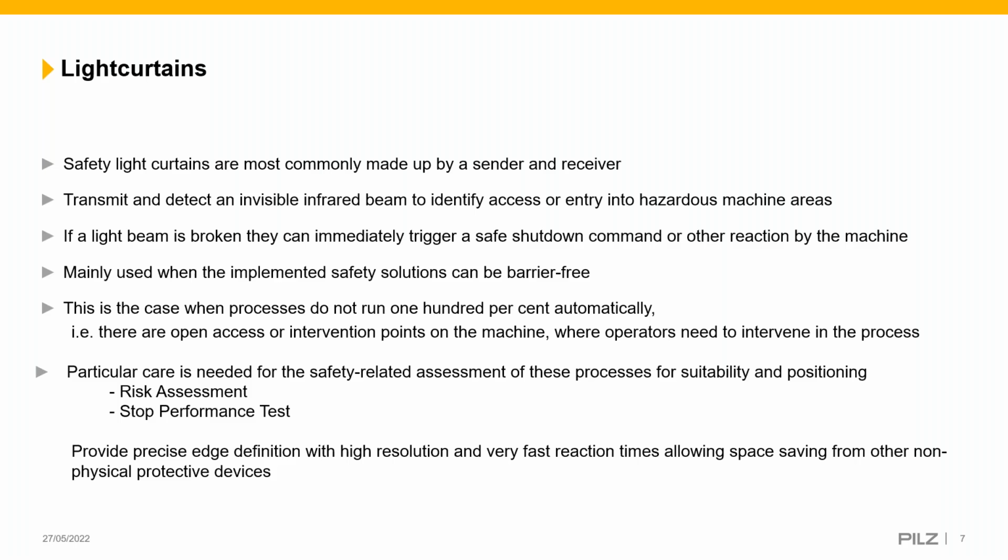But when you're specifying these products, you've got to take particular care around your safety related assessments, and also make sure they're suitable, and also that they're positioned in the correct place. So you will do a risk assessment, and then through your concept and assessments, you can make sure that you aren't introducing any new hazards or not satisfying enough with the risk assessment, and also do the stop performance test. This is to make sure that you have the light curtains positioned in such a place that once broken, nobody can then access a hazardous event within the machine. So the machine has had to come to a complete standstill before anybody can get near the hazard.